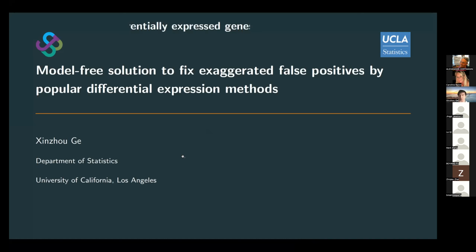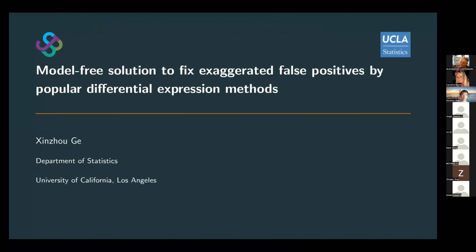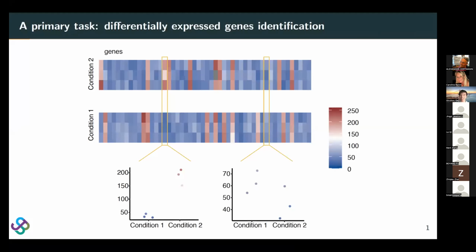So here is a very simple cartoon illustration for the differential gene expression analysis. In such kind of analysis, we have gene expression matrices from the two conditions, and we want to identify those genes which have different expression values between the two conditions. For example, this gene has higher values in condition 2 compared to condition 1. This kind of analysis is very basic for the analysis of most biological data.